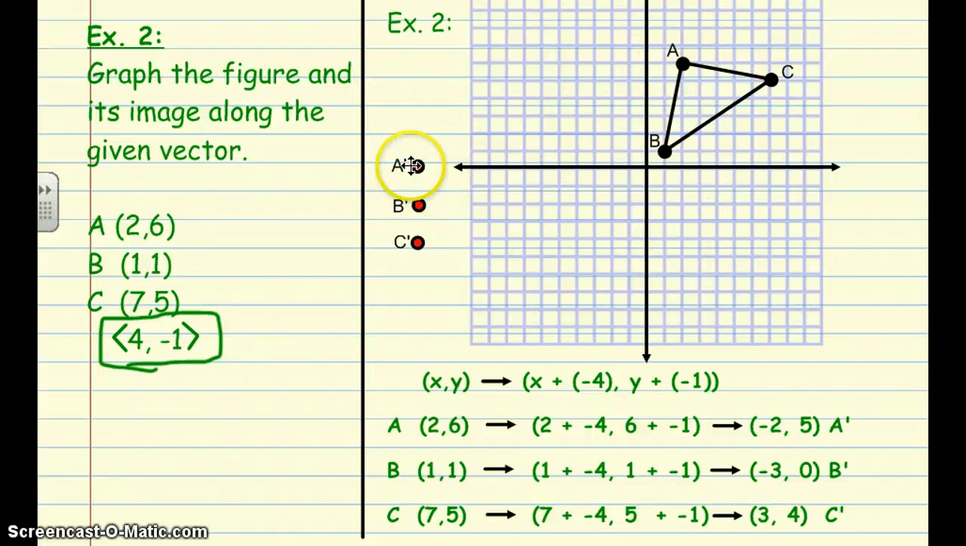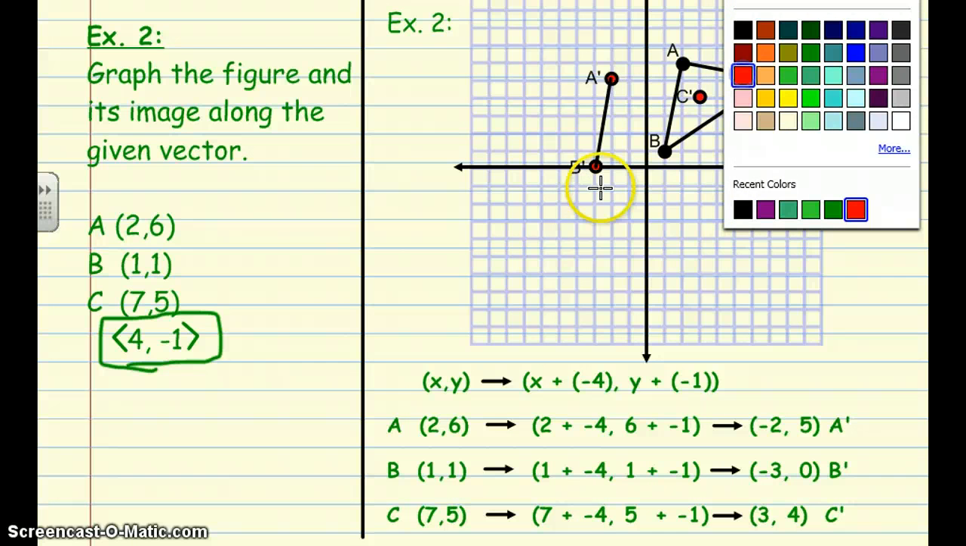So what I'm going to do is take each of these image points and actually plot them on here. So I've got (-2, 5). There's my -2, 1, 2, 3, 4, 5. So there's where A prime is. And then I've got (-3, 0). There's (-3, 0). And then C prime is at (3, 4). So there's each of my points, and then I'm just going to grab a line here, and I'm going to connect each of those 3 points as well.